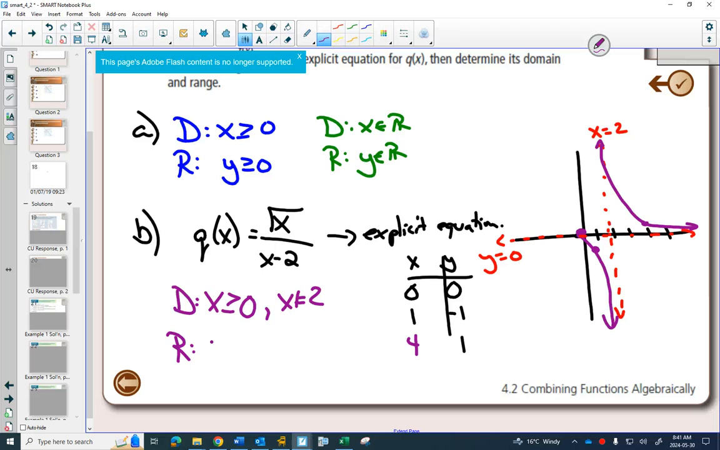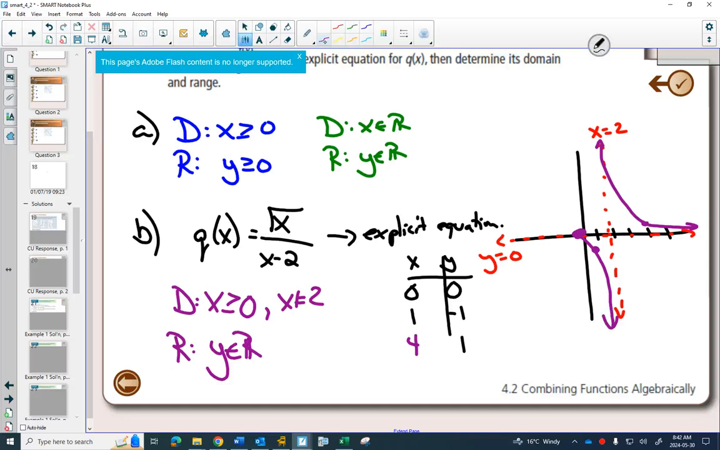And our range is actually everything as well, even though it's broken up. Because 0 for y is possible at 0, 0. So on the exam, usually they're going to ask you only the domain, because the range can be a little bit tricky depending on the function.